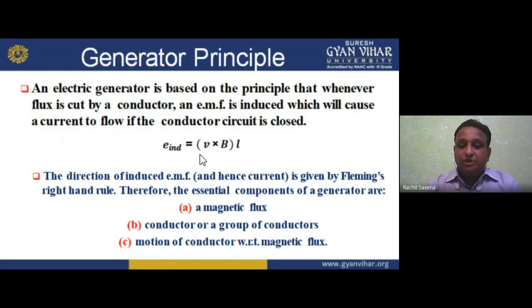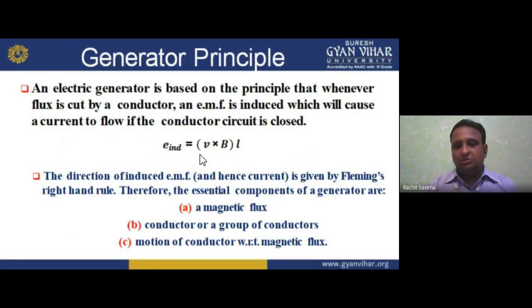The essential components of a generator are: first, magnetic flux. Second, a conductor or a group of conductors, which we have in the armature, that we denote as Z while deriving the EMF equation in a generator. Let Z be the armature conductors, and conductors are always placed in a slot. One turn is equal to two conductors.